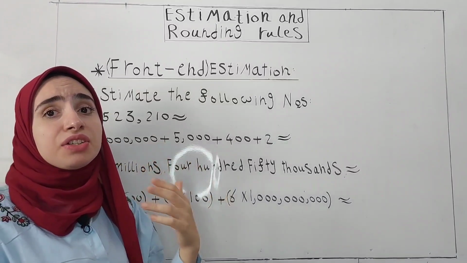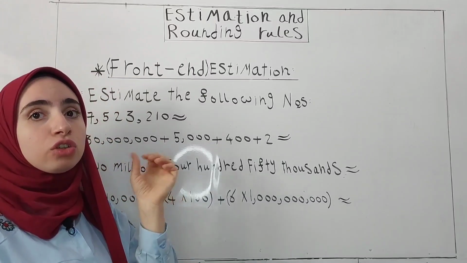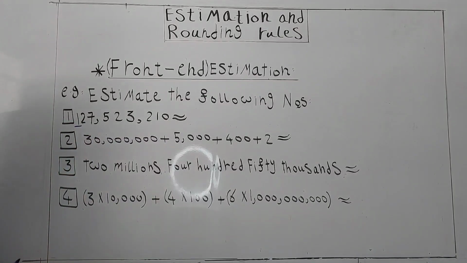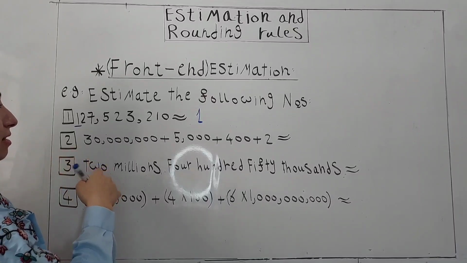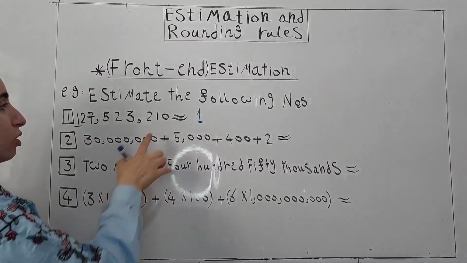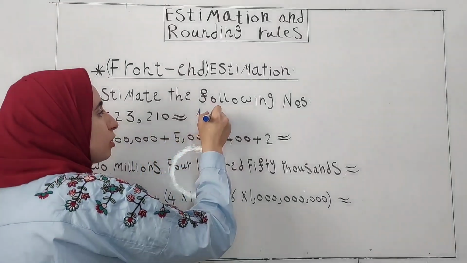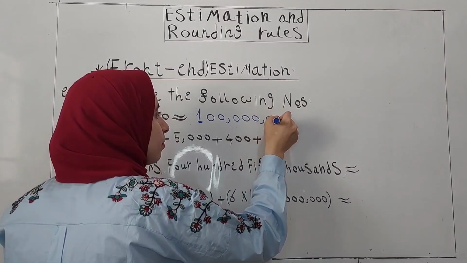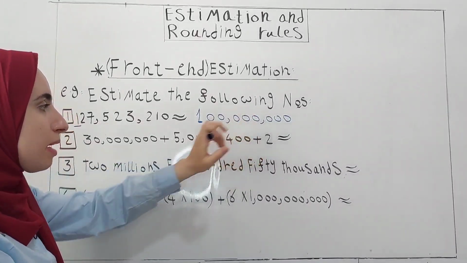The first number is written in standard form. So we put our eyes on the left on the highest place. Then we find the digit 1. So we write the digit 1 as it is and replace the digits in the other places with zeros. Let's count with me: 1, 2, 3, 4, 5, 6, 7, 8. So we put 8 zeros. So this number approximately equals 100 million.